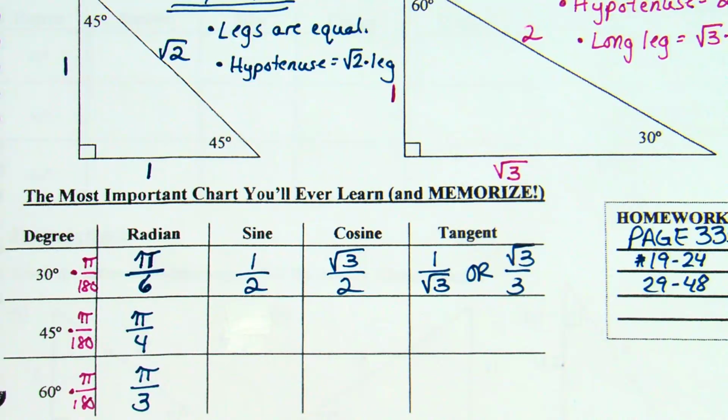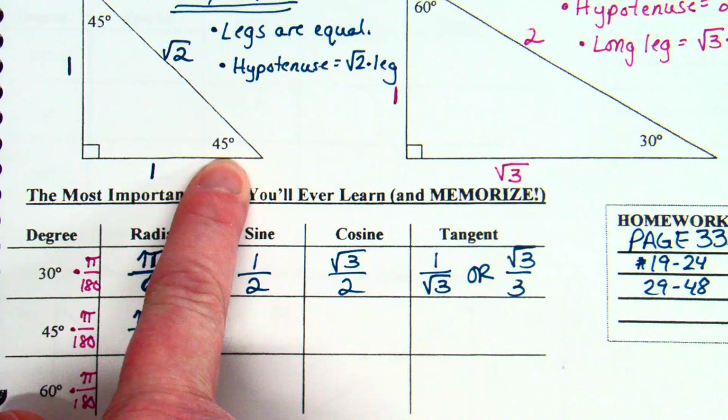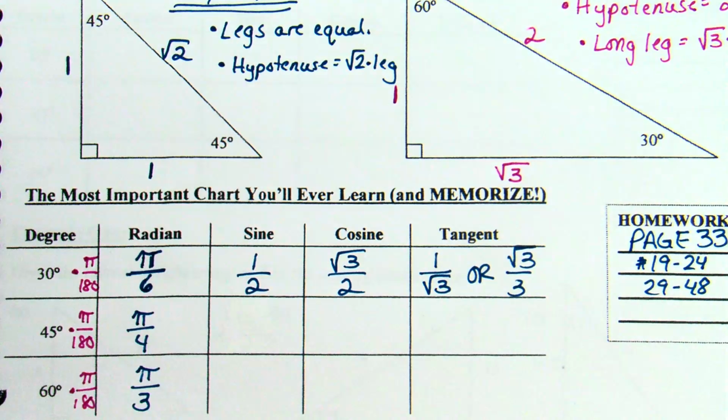Okay, you ready to do the 45-degree row then? With my 45-degree row, where do I go? 45, 45, 90? You can use either 45-degree angle. Okay, so sine of 45. What about sine of 45? Opposite over hypotenuse. 1 over square root of 2.